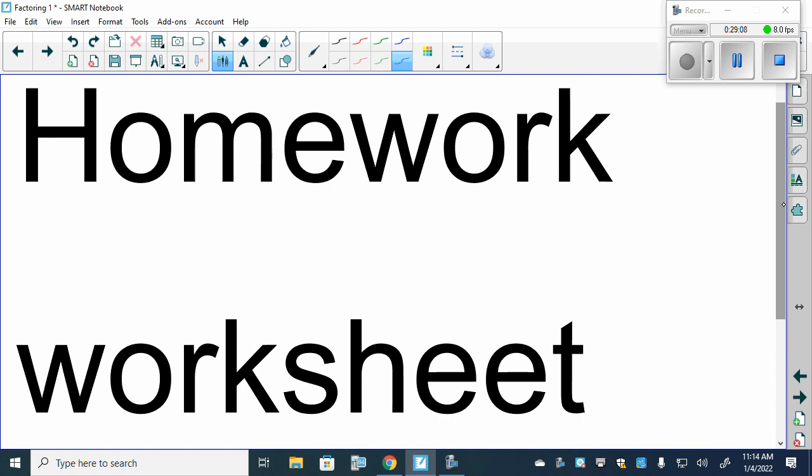Now, for this entire week, the whole chapter that we're going to cover on factoring is going to be all on worksheets. So you won't be having to use the book for this part.